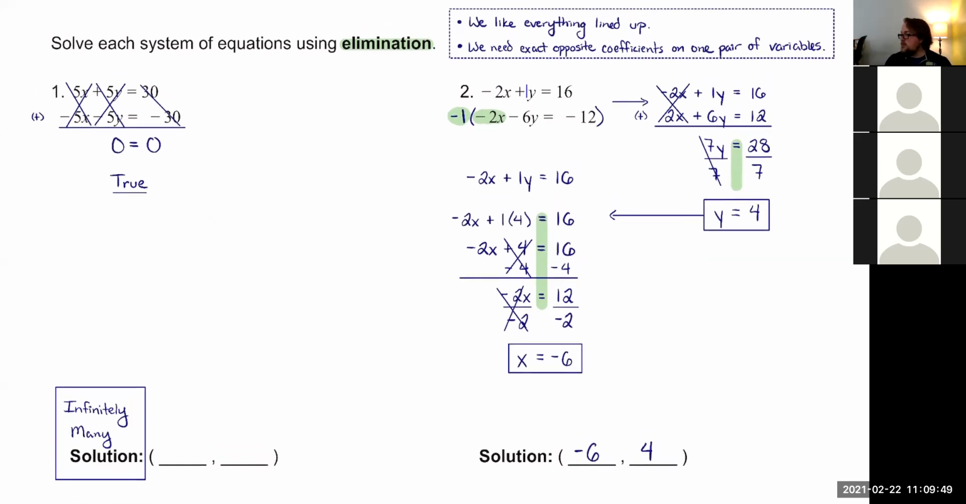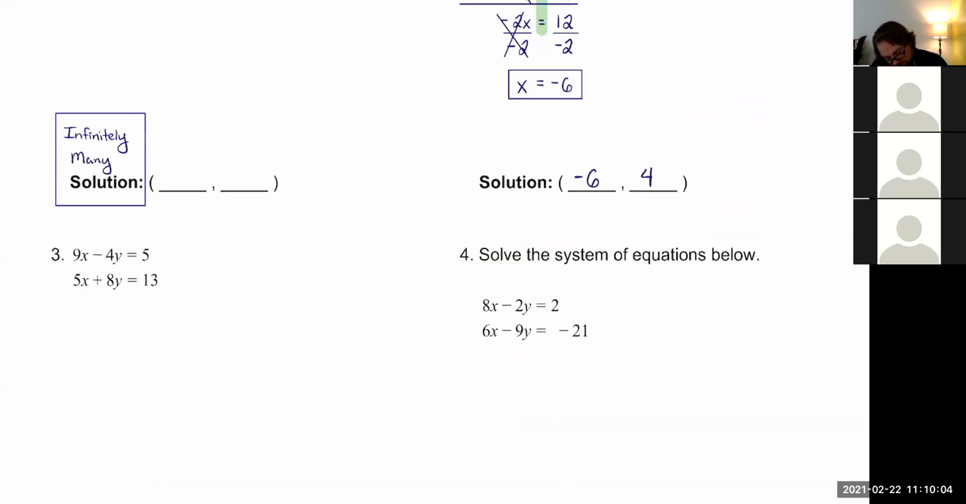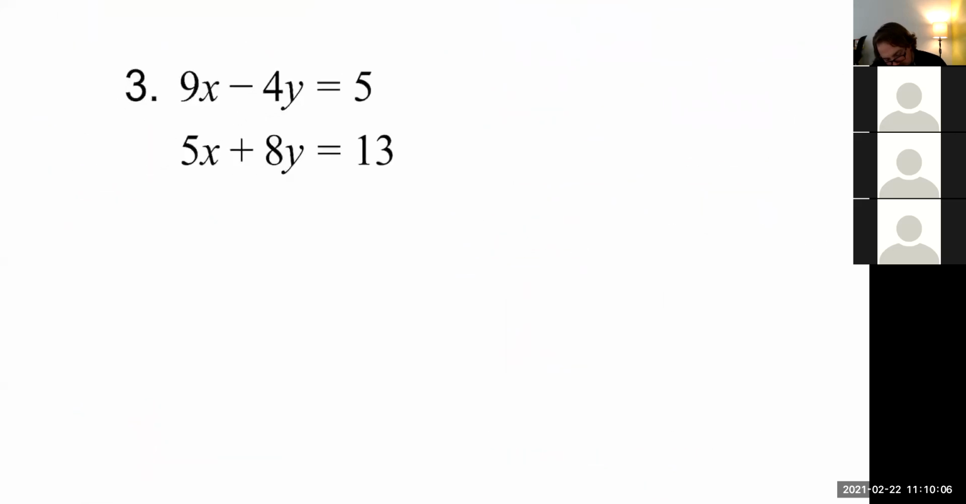So that second one there was relatively laid back as well. We got away with changing just very, very little. In fact, we really just made the sign change by multiplying by negative 1. Sometimes we have to change it a little bit more. So that's where our third system comes in.